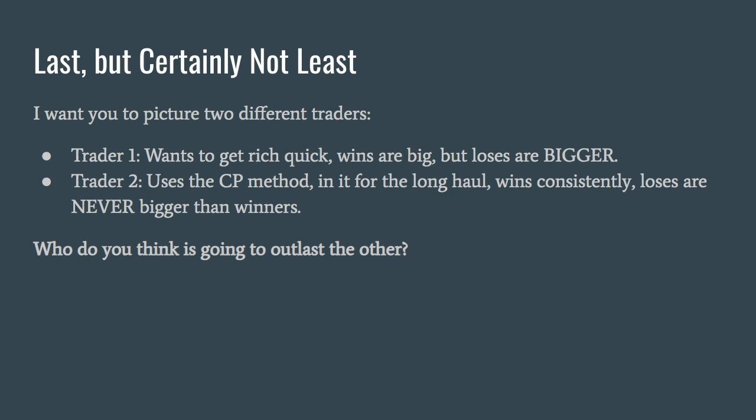Now, Trader 2, he uses the CP method. He's in it for the long haul. He wins consistently, but his losses are never, ever bigger than his winners. They can be equivalent to his winners, but they will never be bigger than his winners. Who do you think is going to outlast the other?